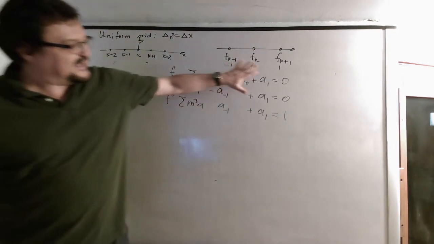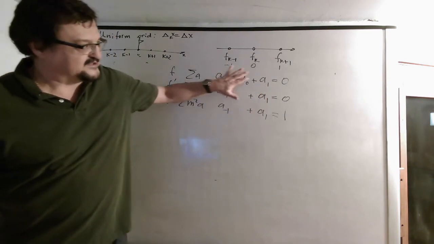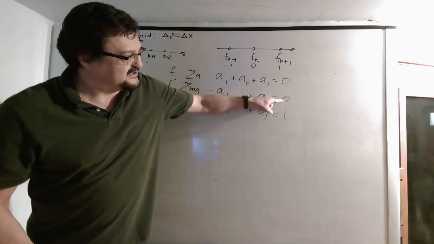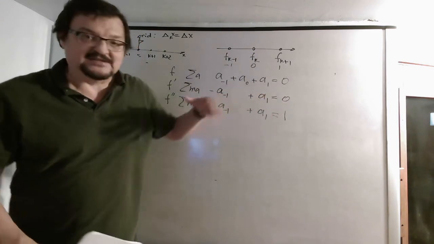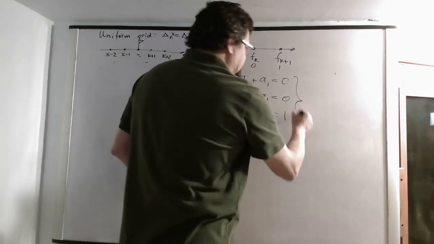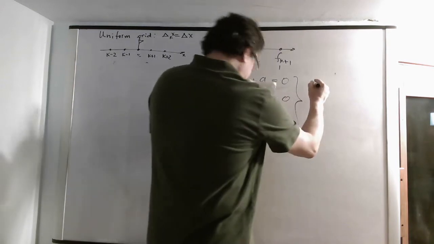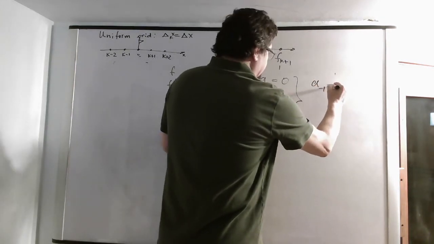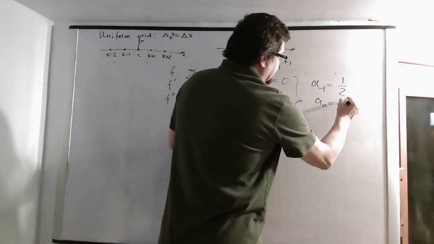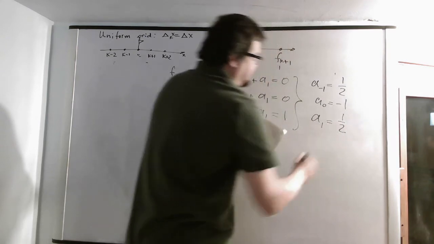So you see, it's exactly the same matrix as for our first derivative, center differences, but the right-hand side is slightly different. We used to have 1, 0 here, and here we have 0 and 1. It completely changes everything. If you solve for these coefficients, you will find that a minus 1 equals 1/2, a0 equals minus 1, and a1 also equals 1/2.